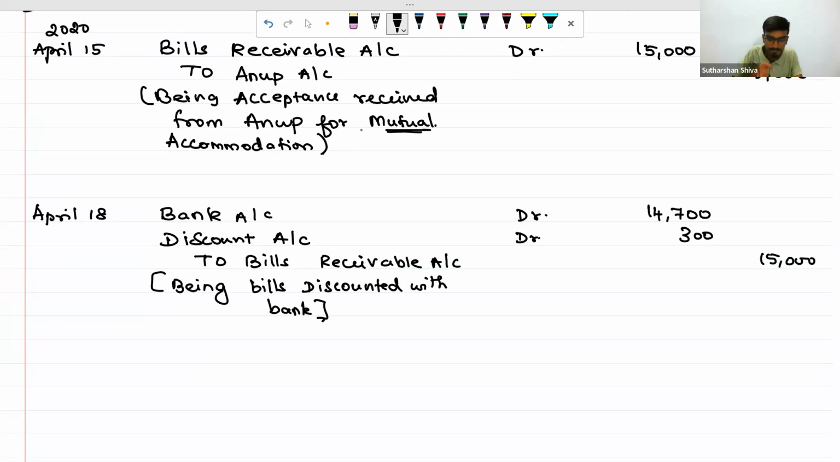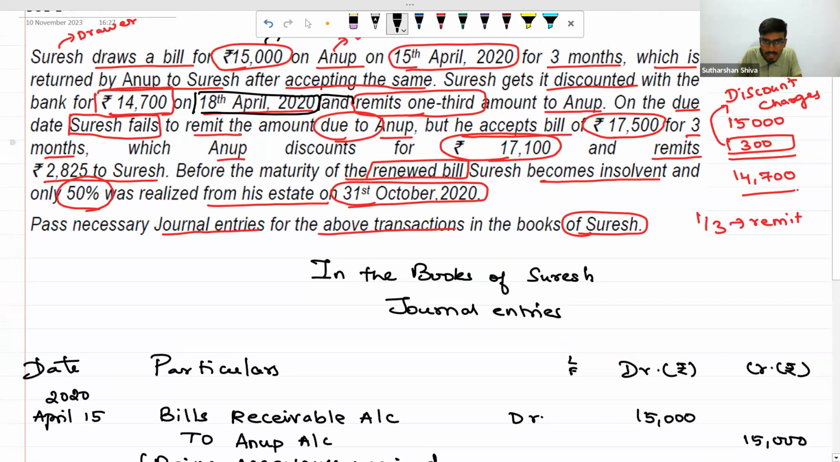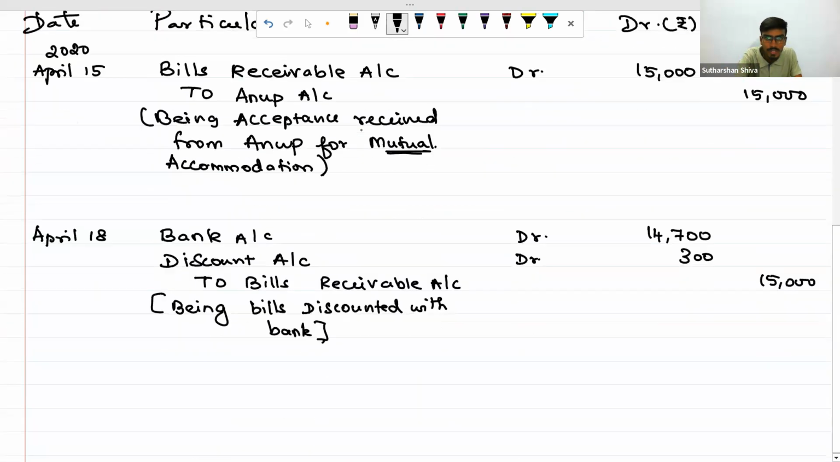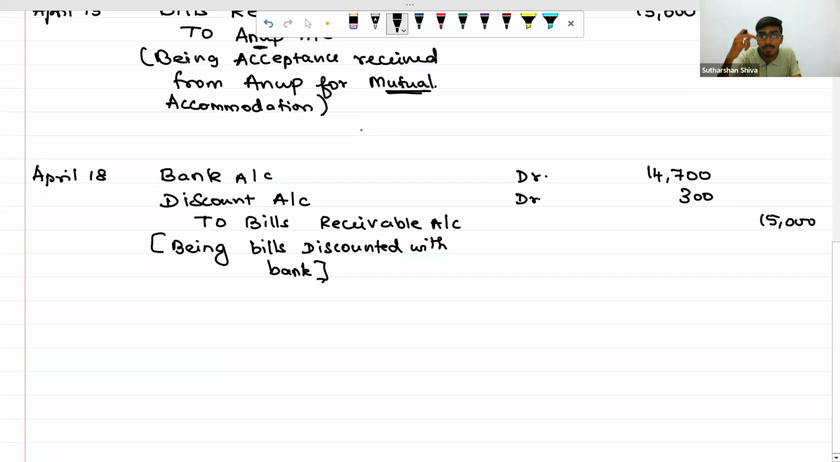Okay. Next. On April 18th, on the same day, and they use the word "and". It means on the same day, the 18th, he remits 1/3 of the amount to Anup. He is going to give the value to Anup. Correct? So he has created the liability of 15,000. Now on those 15,000, he is going to remit 1/3 of the value, that is on the same April 18.